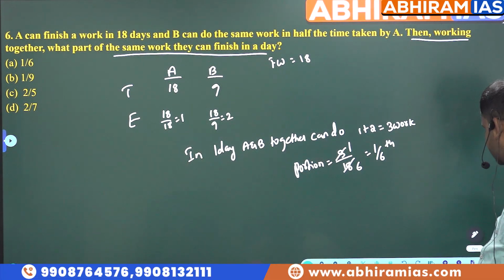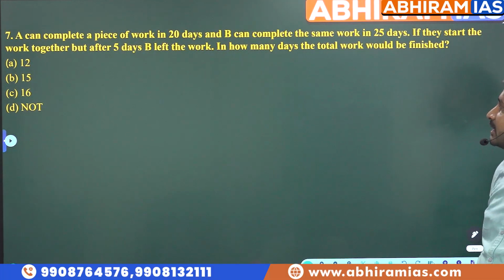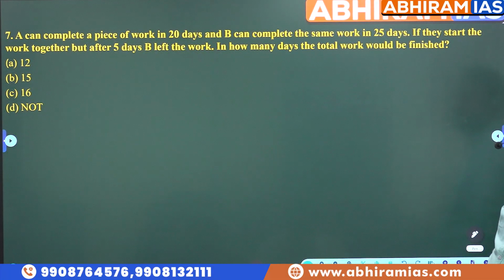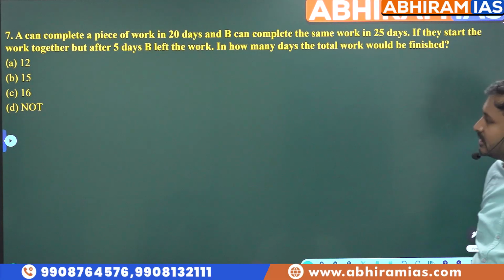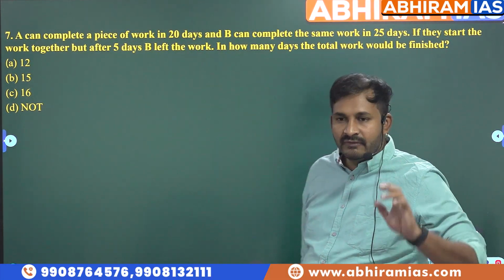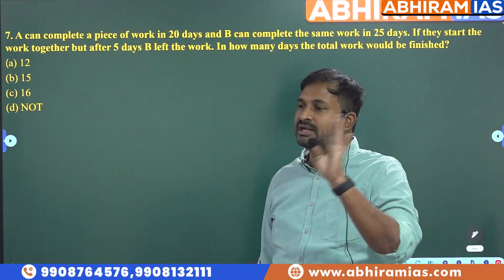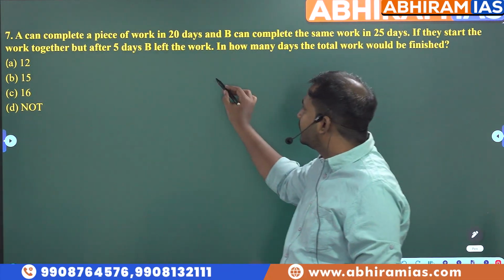Okay, right. Next one. A can complete a piece of work in 20 days. B can complete the same work in 25 days. If they start work together, but after 5 days, okay. Now, first of all, whatever may be the question or the situation, our first work is to find the total work and efficiencies.